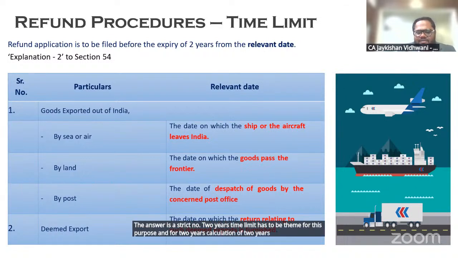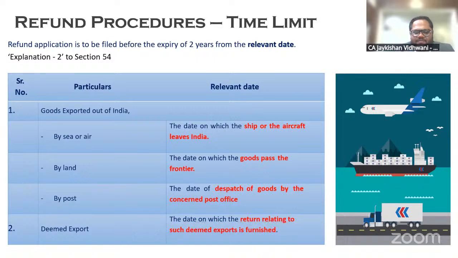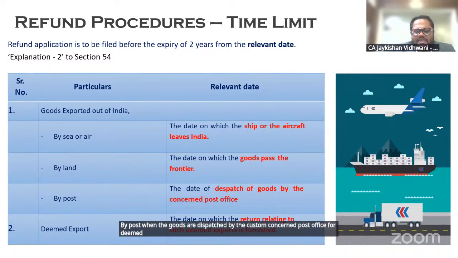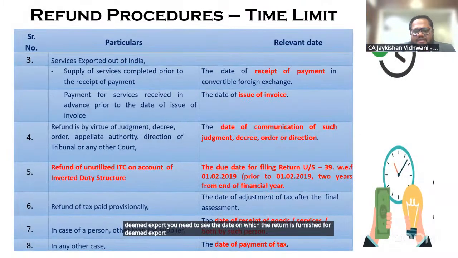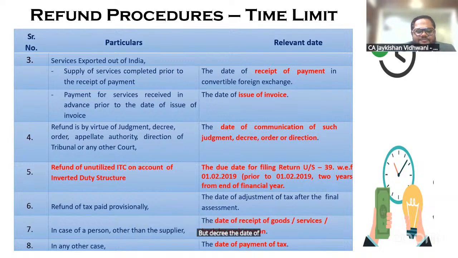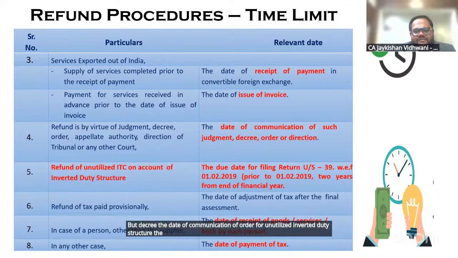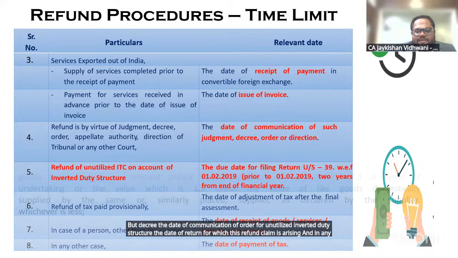multiple scenarios. In case of export, when the ship leaves India; by land, when the goods pass the customs frontier; by post, when the goods are dispatched by the concerned post office. For deemed export, you need to see the date on which the return is furnished. For services, the receipt of payment or issuance of invoice. For decree, the date of communication of the order. For unutilized inverted duty structure, the date of return for which this refund claim is arising. And in any other case, it was the payment of tax.